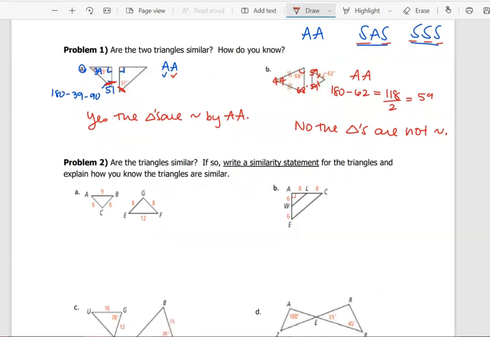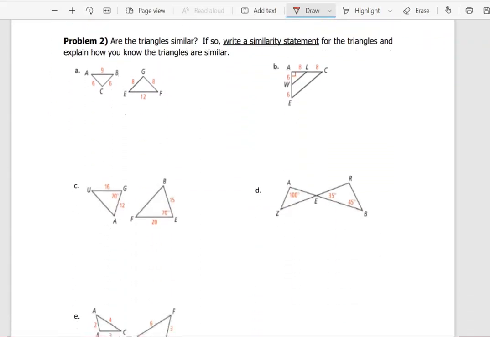Now we're going to do the same thing. Let's keep practicing. Okay, so problem 2. We need to figure out if the triangles are similar. If so, we need to write the similarity statement and then explain.